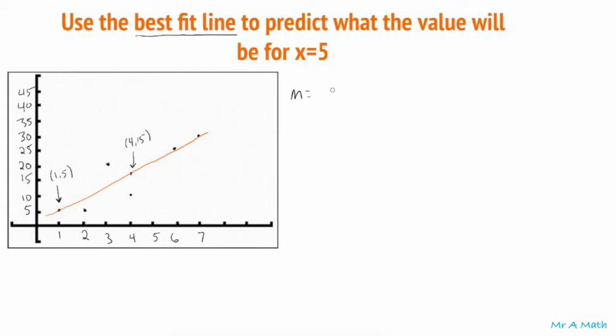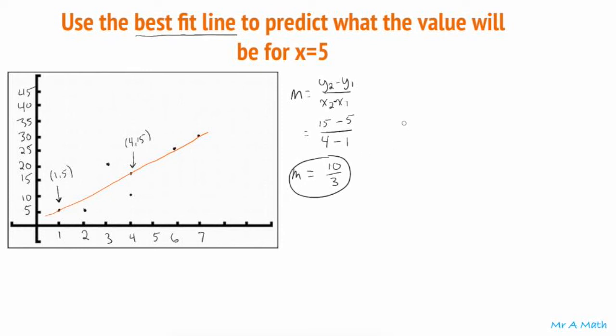If I figure out my slope between these 2 points, remember it's y2 minus y1 over x2 minus x1. So here my y2 is 15 minus my y1, which is 5, over my x2, which is 4, minus my x1, which is 1. And so this gets me a slope of 10 over 3. So this is my slope right here. m is 10 over 3.